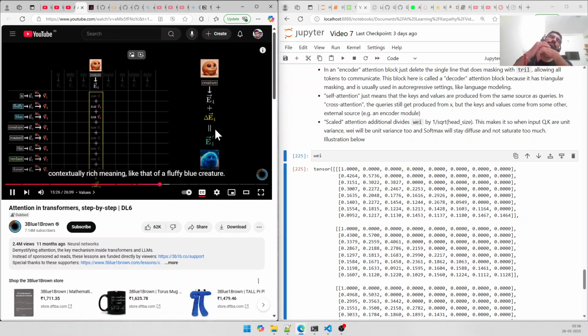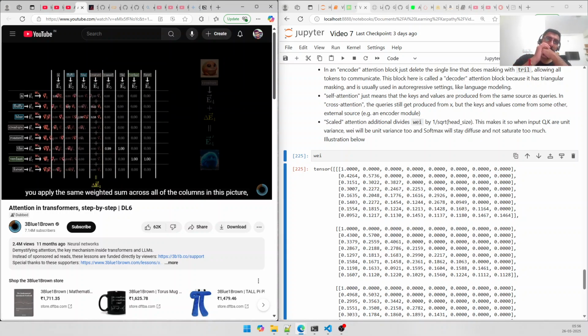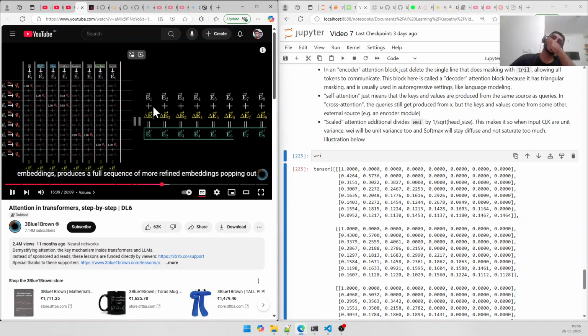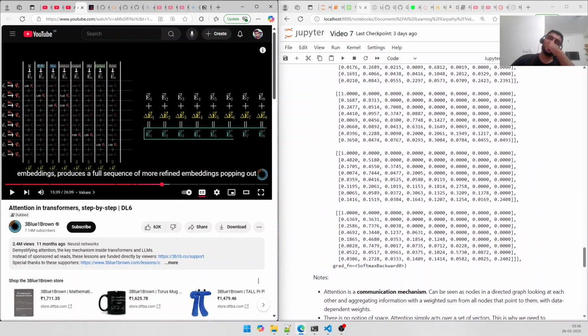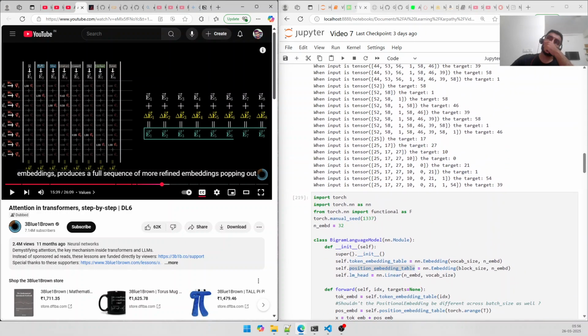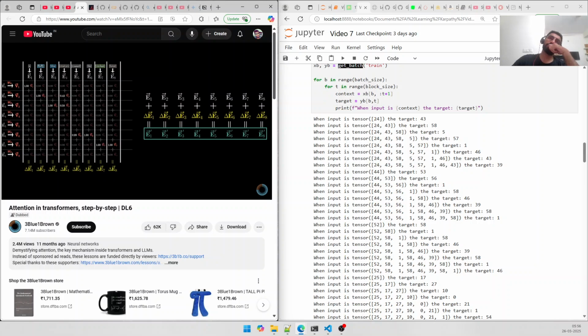Like that of a fluffy blue creature. And of course, you don't just do this to one embedding, you apply the same weighted sum across all of the columns in this picture, producing a sequence of changes. Adding all of those changes to the corresponding embeddings produces a full sequence of more refined embeddings popping out of the attention block.